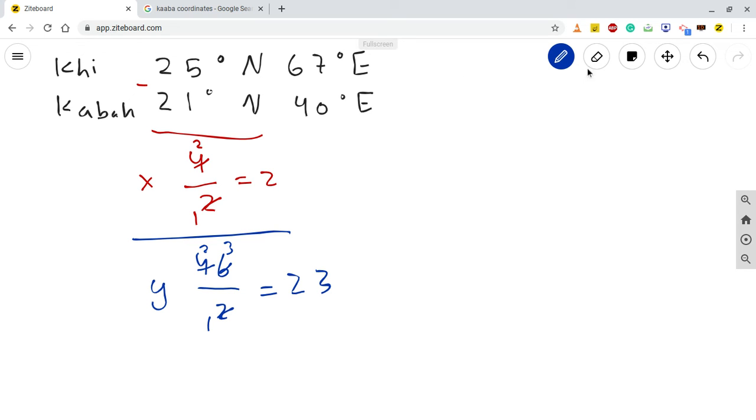Okay, now the next step is you have to subtract 40 from 67. Here it's 67 degrees east and 40 degrees east. So it's 67 minus 40. 7 minus 0 is 7. Then 6 minus 4 is 2, so it's 27. And you have to divide it by 2, so it's 13.5.